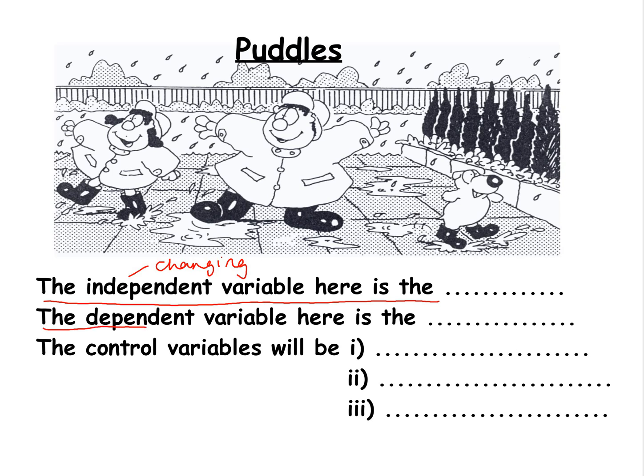The dependent variable, can you write that one down? Remember, the dependent variable is the one that we will be measuring at the end of the lesson. And the control variables, these will be the ones we keep the same. And I want you to identify at least 3 for me, please, that you will be keeping the same. Pause the video to give yourself a chance to write these down.